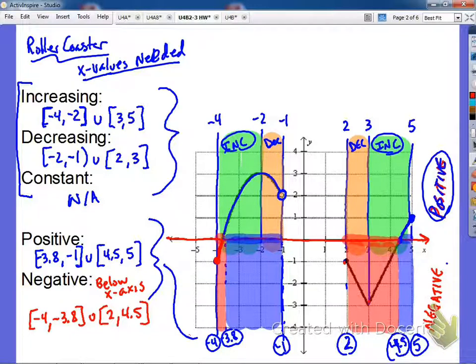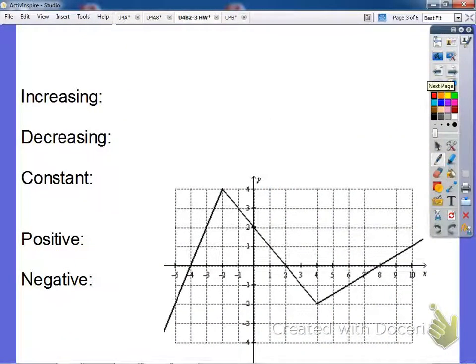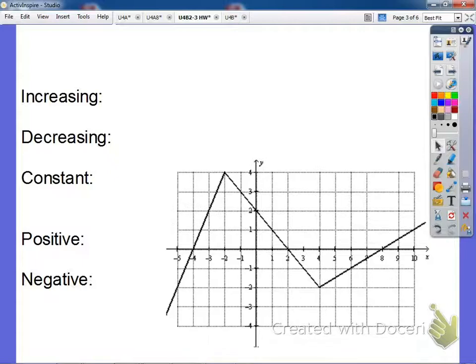Okay, so there's two major concepts here: increasing, decreasing, going up, going down, versus the other concept, which is where is the graph positive and where is it negative? Where is it above the x-axis, or is it below? Okay, so those were the answers for this first problem. We're going to do a couple more. Let's look at the next problem. Let's deal with increasing, decreasing, constant first.